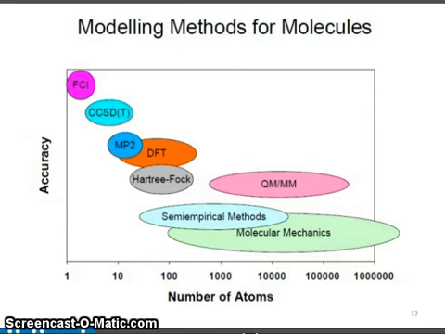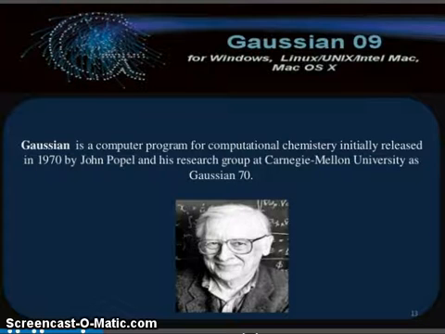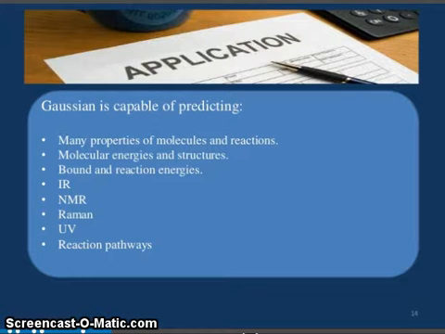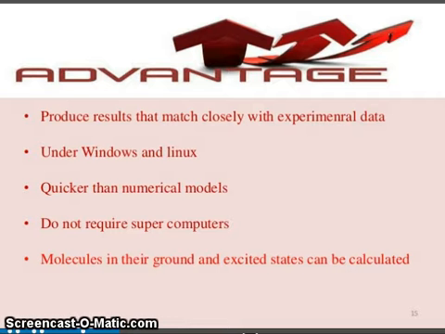Modeling methods for molecules, you see. So this is the Gaussian. Gaussian is capable of predicting many properties of molecular systems, molecular energies and structures, bond and reaction energies, IR, NMR, Raman, UV, reaction pathways. It produces results that match closely with experimental data, runs under Windows and Linux, is quicker than numerical models, and does not require supercomputers. Molecules in their ground and excited states can be calculated.